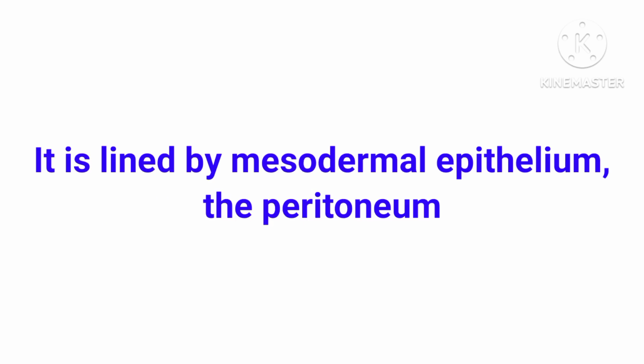It is lined by mesodermal epithelium, the peritoneum. Mesodermal epithelium means the body wall and the visceral organs are lined by mesodermal epithelium. The peritoneum. Peritoneum is a tissue.